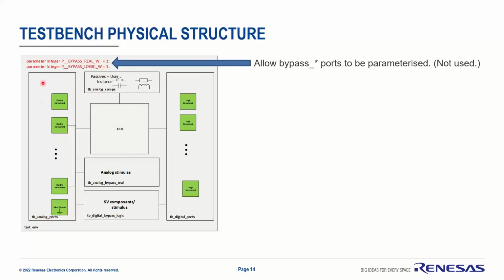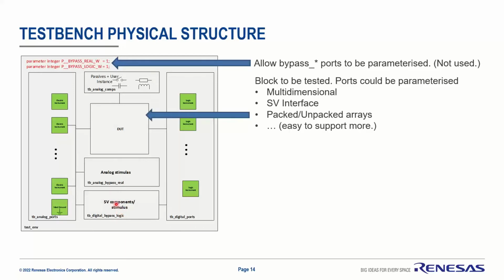All the electrical instruments, we put in what we call TB analog ports, or the digital one in TB digital ports. That's really so your waveform viewer has a nice partition and it's not got a flat, 1,000 number of cells there. You have your DUT in the center, user components, analog components like caps, resistors, or loads, some analog stimulus if you want, and then the TB digital bypass, that's where you'd put your UVCs.